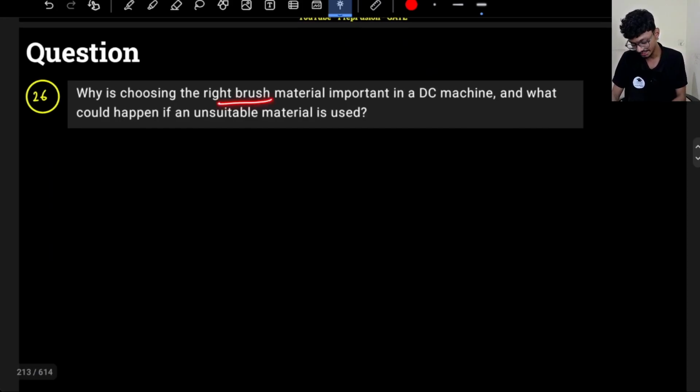Why is choosing the right brush material important in a DC machine? What could happen if an unsuitable material is used? If I don't choose a suitable material, the commutation will not work properly and the contact also is not proper. Then there will be many damages in the brushes, and the brushes are the point from where I take the current as the output, right? So that also is not proper. So these are the problems basically.